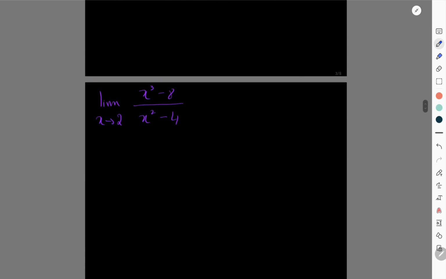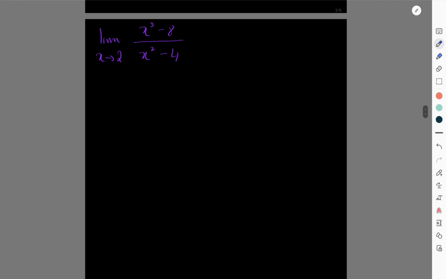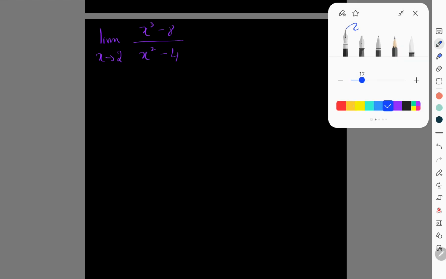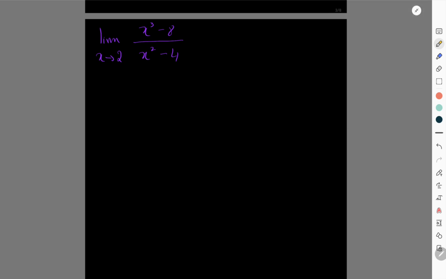Okay, let's move on to another example. The limit as x approaches 2 of x cubed minus 8 over x squared minus 4. First, we try to substitute. On top, what do I get? 2 cubed minus 8, which is 0. And on the bottom, I get 2 squared minus 4, which is also 0. So it's an indeterminate form, and the goal is to try to get rid of that indeterminate form.